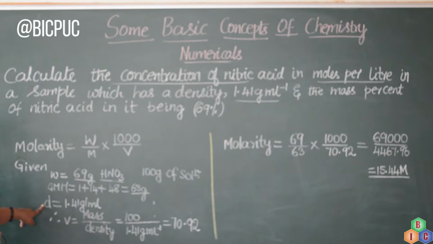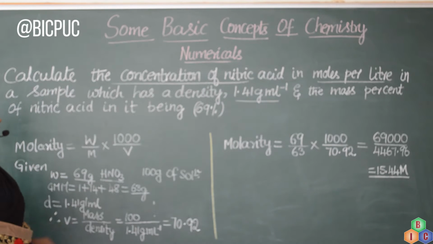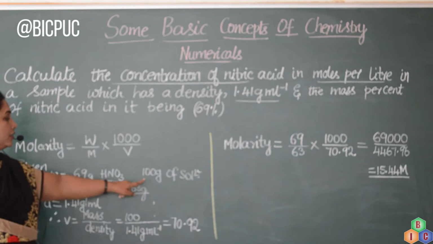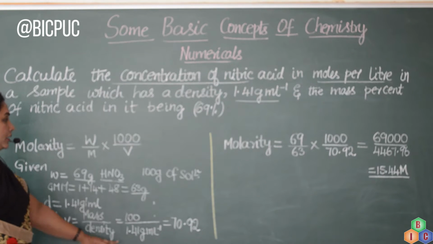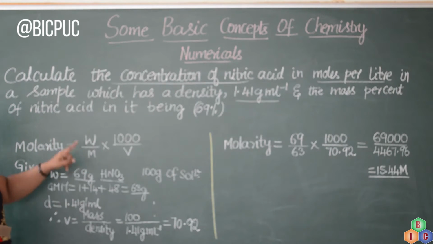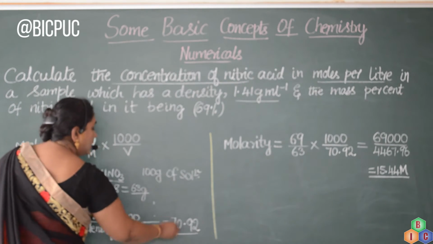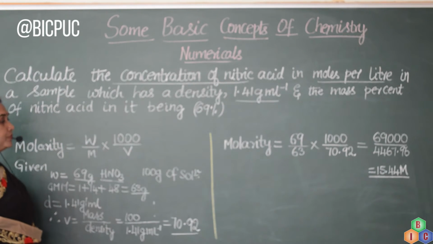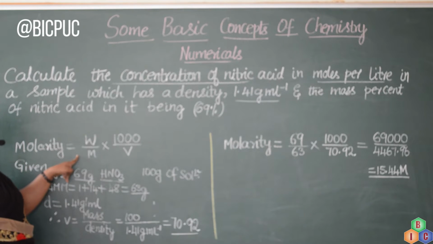Then they have given us density, but we want volume. So how to calculate volume when you know density? Volume is nothing but mass by density. Given mass of the solution that we can understand is 100 grams divided by the density value that they have given, as per the problem, 1.41 gram per ml. So when we calculate, we get the volume as 70.92.